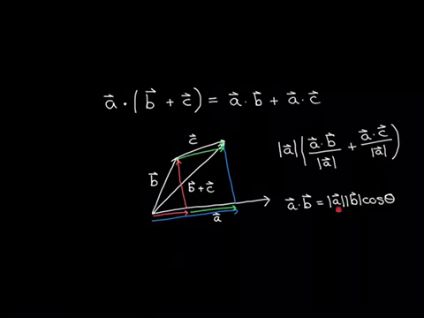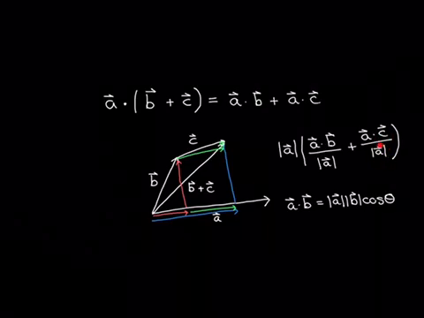So if we divide both sides by the length of vector a to bring this down here, then we get that this thing is just going to equal the length of the component of vector b that's in the direction of a. Similarly, the same is going to be true for the length of the component of vector c that's in the direction of a. It's just going to equal the dot product of a with c divided by the modulus of a.